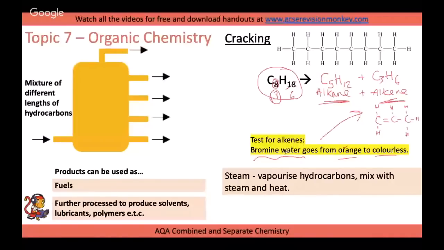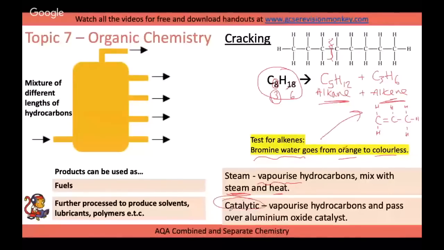So there's 2 types of cracking. One of those is steam cracking. So for this process, you would vaporize your hydrocarbons, so turning them into a gaseous vapor, and mix them with steam and heat them up, and that will then crack your hydrocarbon. Or you may well see something called catalytic cracking. It's got the word catalyst in there, and this is where you vaporize the hydrocarbons again, but this time pass them over an aluminium oxide catalyst, and it will do the same process of cracking the molecule.